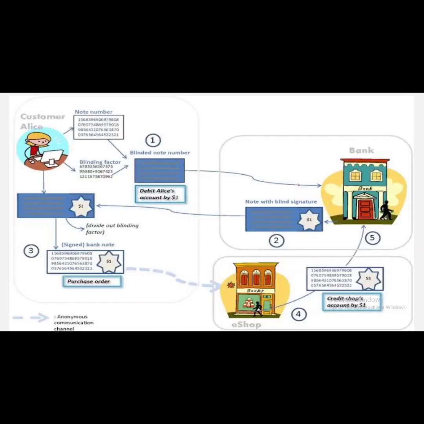So let's just see how it actually works using this graphical representation. So again, we have Alice here. She wants to buy a book from the bookstore. So what she does is she has her note number. This is the message M, and she just blinds it using a blinding factor.